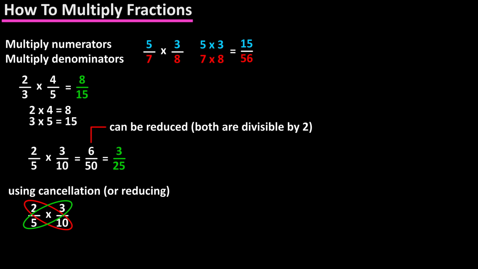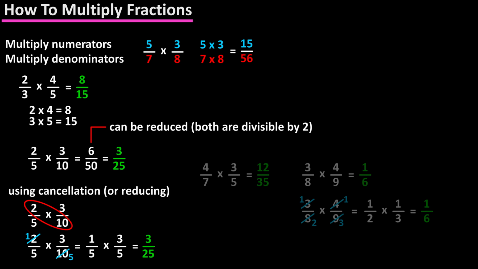In this problem, the 2 and 10 have a common multiple of 2. So 2 goes into 2 once, so we can make that a 1, and 2 goes into 10 5 times, so that becomes a 5. The 5 and 3 do not have any common multiples, so there's no cancellation or reduction there. Now we have 1 over 5 times 3 over 5, and multiplying out, we get a final answer of 3 over 25, same as before. And here are a couple more examples of fraction multiplication with the steps written out.